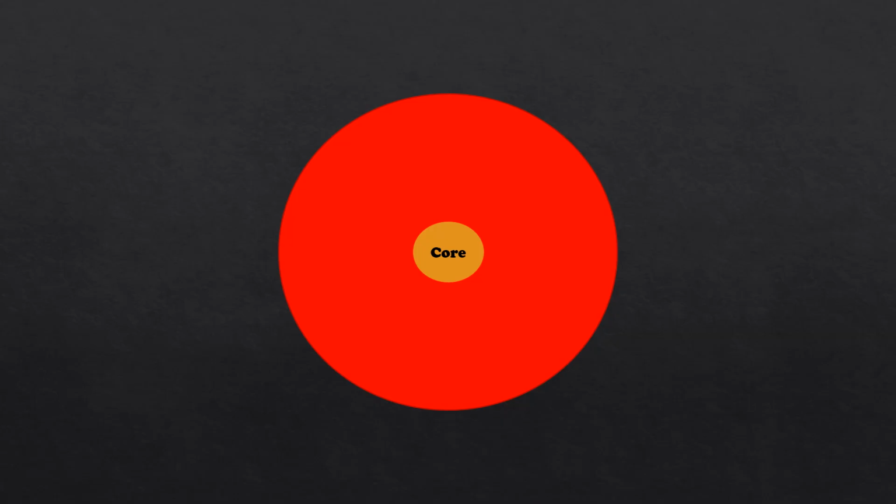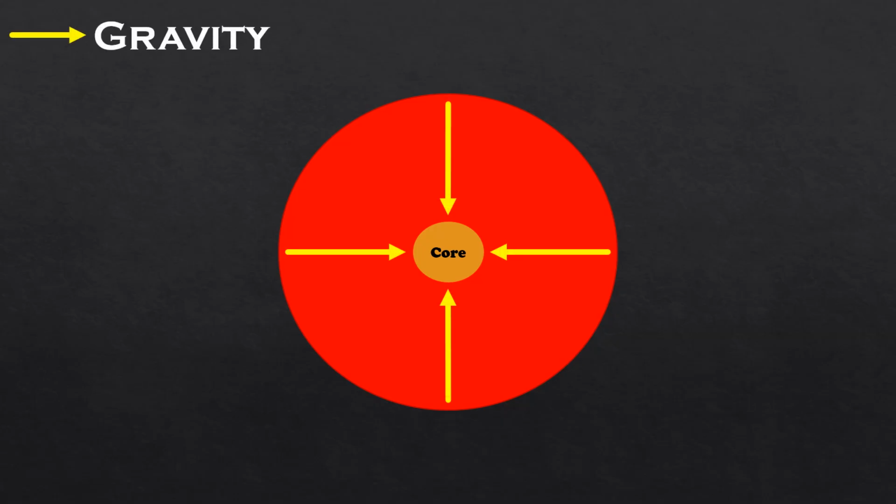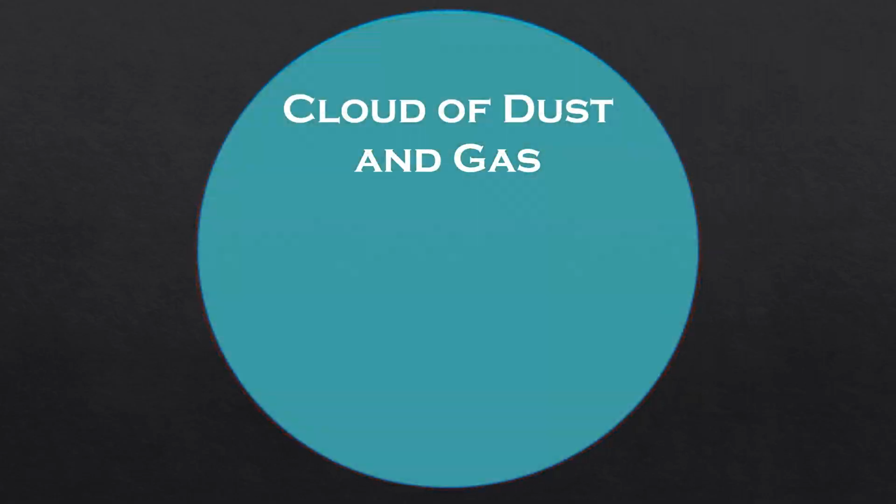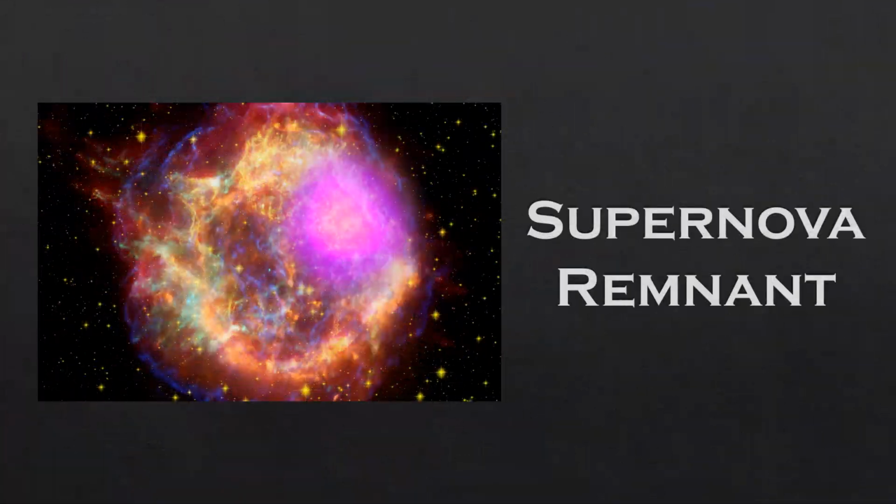Now, eventually, gravity will completely take over at the core of the star and it will collapse in on itself, creating a huge explosion called a supernova. The shockwaves from this explosion are so huge that they completely blow away the outer shell of the star consisting of the gases and dust. This creates a cloud of dust and gas around where the star used to be, called a supernova remnant.